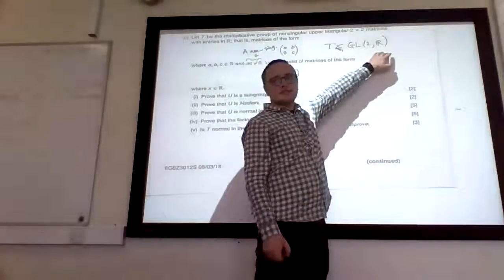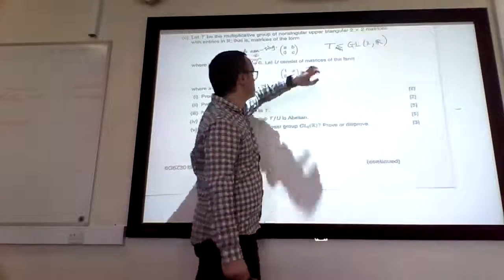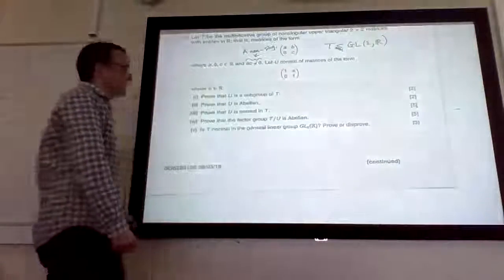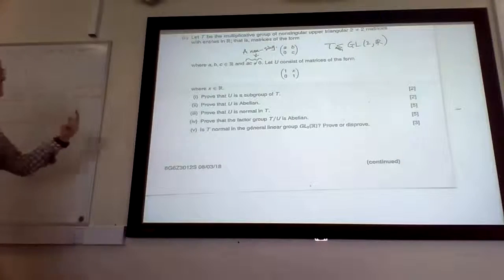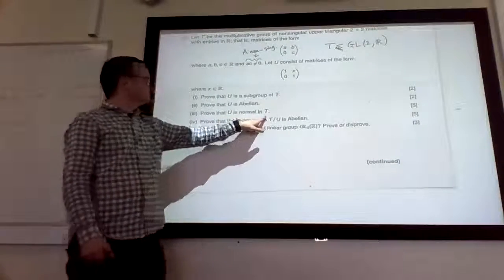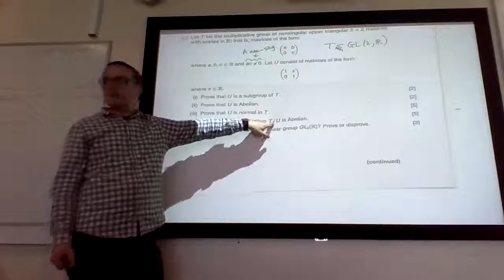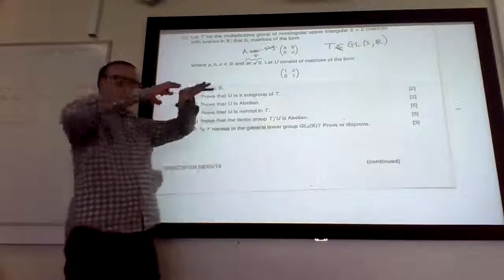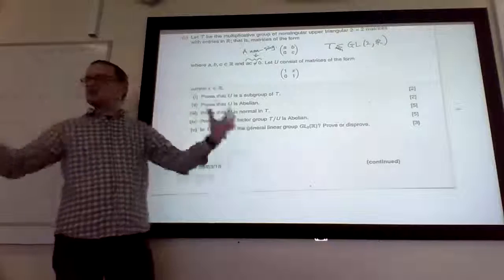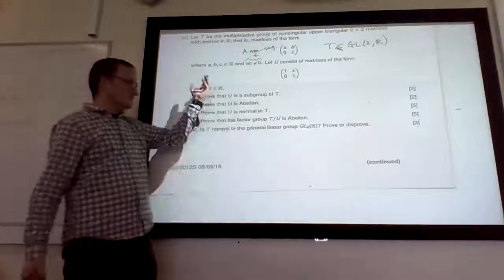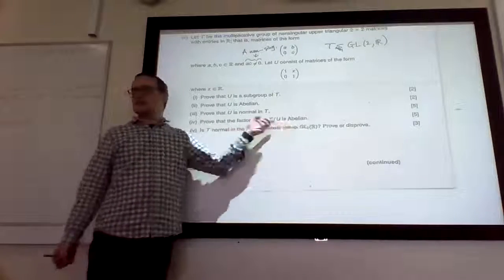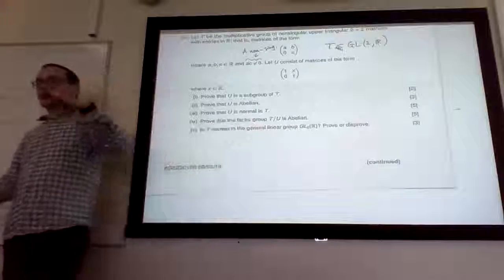This is the group of all non-singular 2 by 2 matrices under matrix multiplication. T is just a particular subgroup of this. So U can be normal in T, as it is. We're asked to prove that and then to examine the factor group. But if you look at a larger containing group, U isn't necessarily normal in the bigger group.